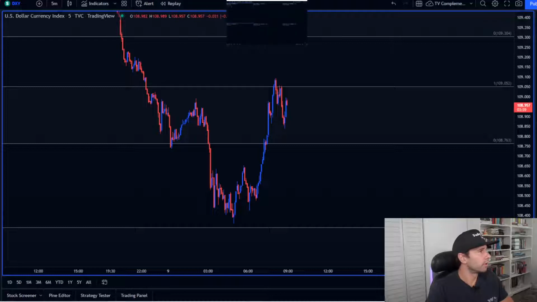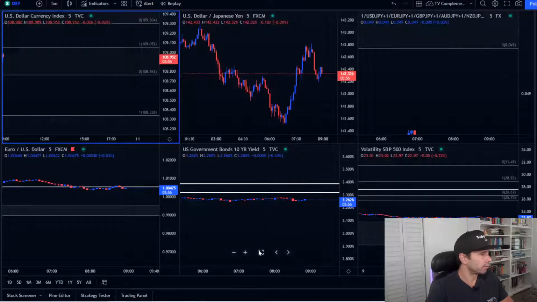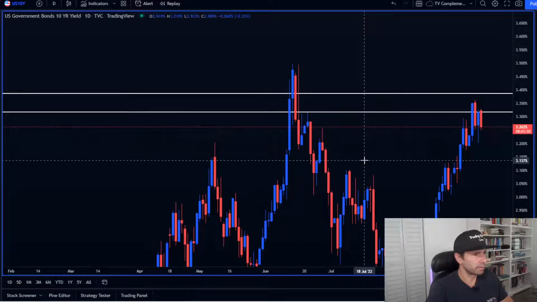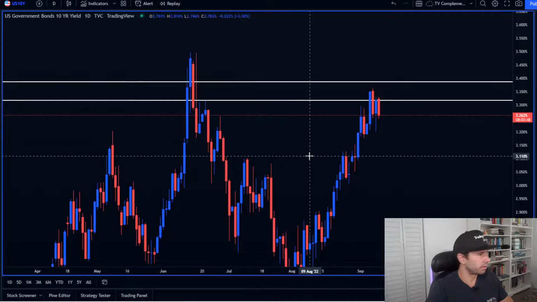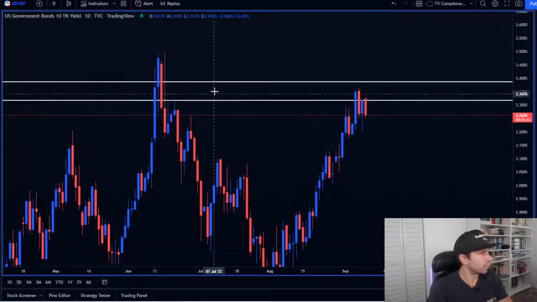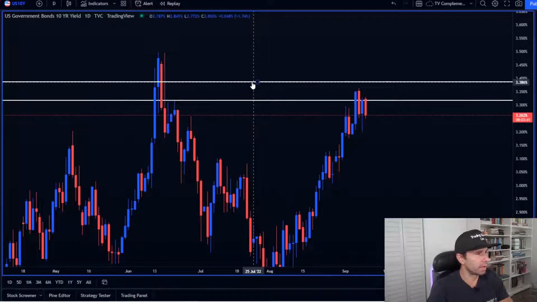Let's go to the bond yields. Bond yields, they did move yesterday. I'm sorry about this chart. It's very messy. So I do have this resistance point. My supply, the best part of the supply is 3.386.